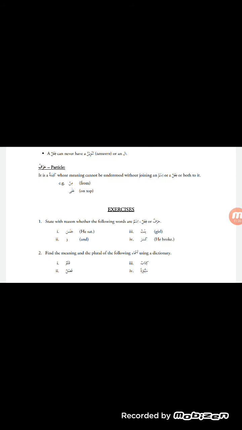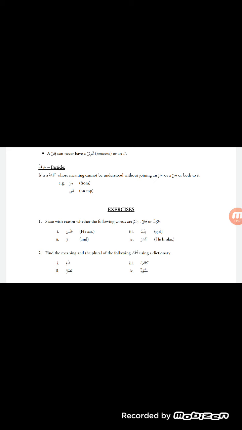Harf, particle. It is a kalimah whose meaning cannot be understood without joining an ism or a fi'l or both to it. Min, for example, min, from; ala, on top. So the harf, its meaning cannot be understood unless it is joined with an ism or a fi'l, a verb or a noun, or both to it.